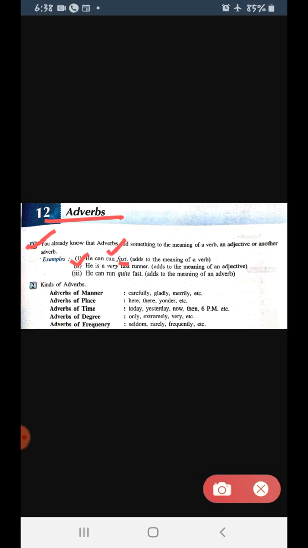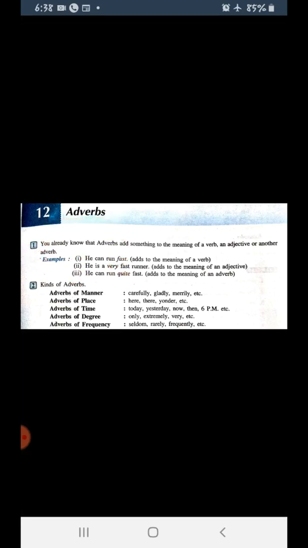So here in this sentence, run is a verb, yes or no? So, he can run fast. He can run. How? What is the manner? Fast. So fast adds something to the meaning of the verb run. Got it? Number 2.